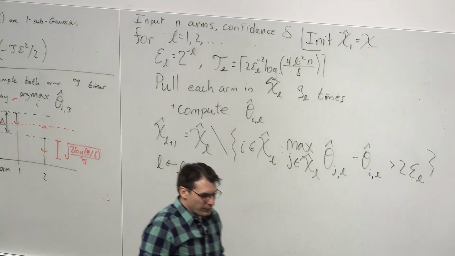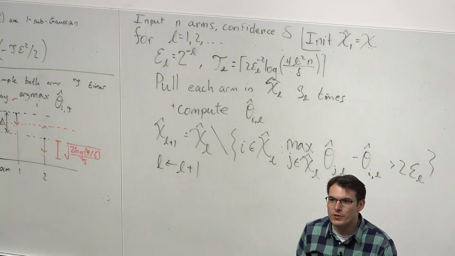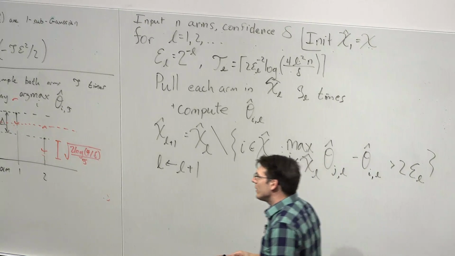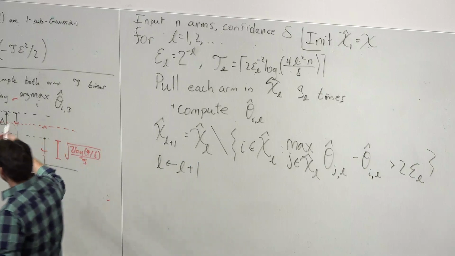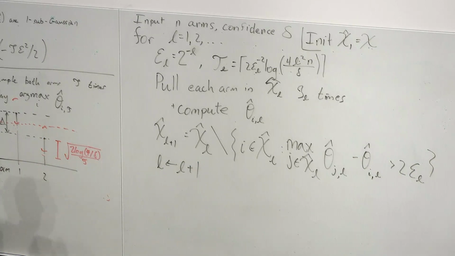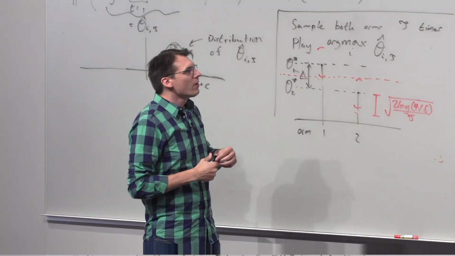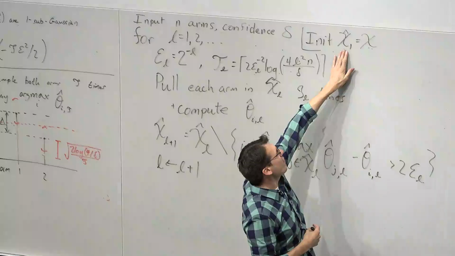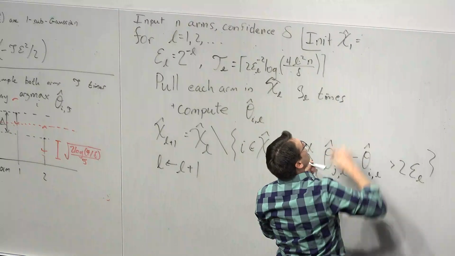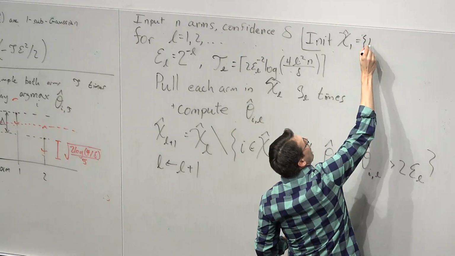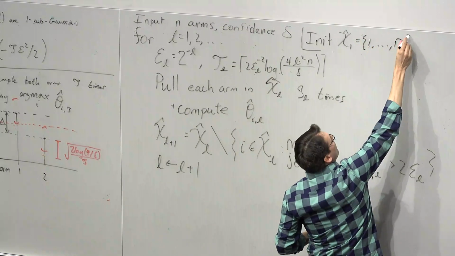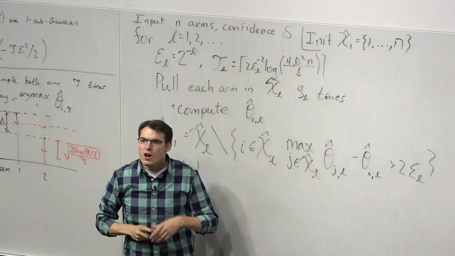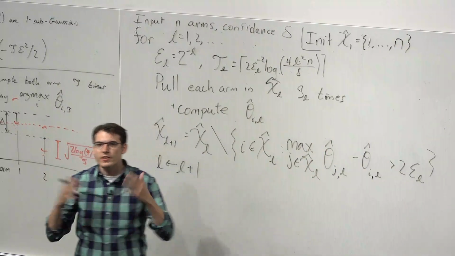So what are we doing here? What this algorithm is doing is basically a redux or generalization of what we did for this first very naive algorithm. We start the algorithm by just creating a set x hat 1, which is just an index set of all the n arms. Okay, so everything's in the running now.